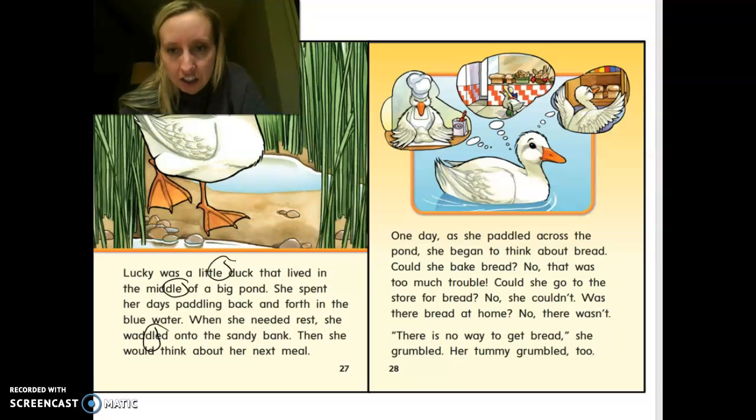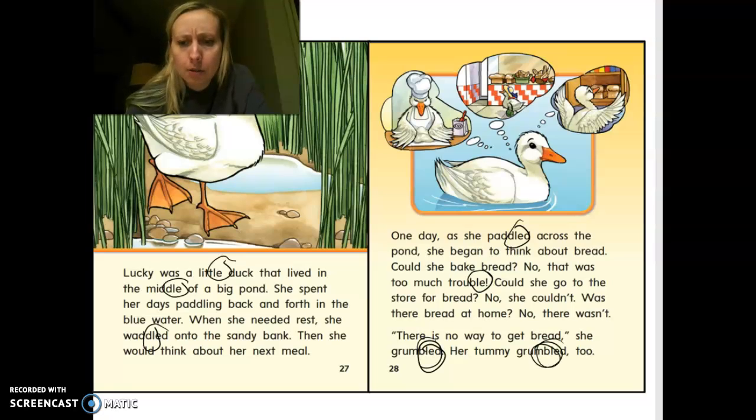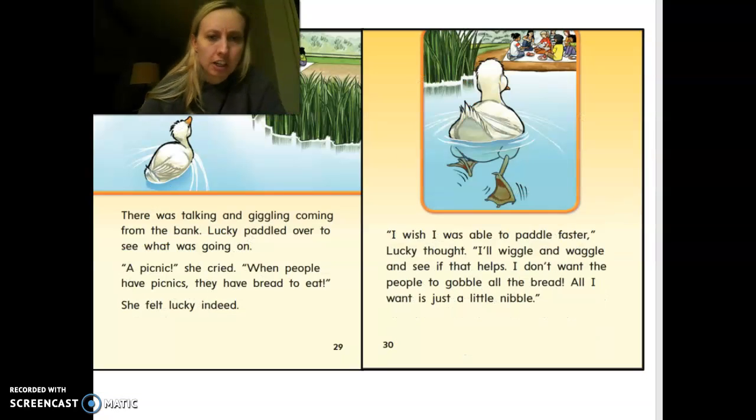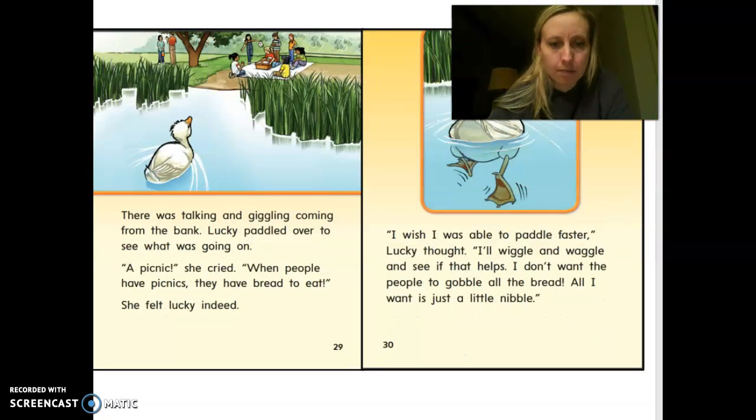Okay, so here she is thinking. One day, as she paddled across the pond, she began to think about bread. Could she bake bread? No, that was too much trouble. Could she go to the store for bread? No, she couldn't. Was there bread at home? No, there wasn't. There is no way to get bread, she grumbled. Her tummy grumbled too. Poor duck. Okay, let's see what she does.